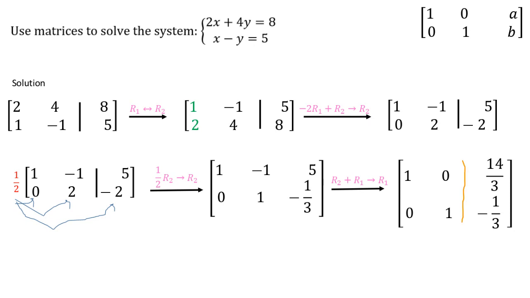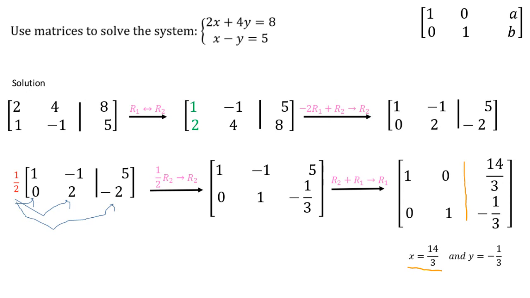Okay, all right. So what this is telling me is that the x value is equal to 14/3, and the y value is equal to negative 1/3. So instead of using what we had learned before in chapter 7, the substitution or addition by elimination, now we can use matrices to solve.